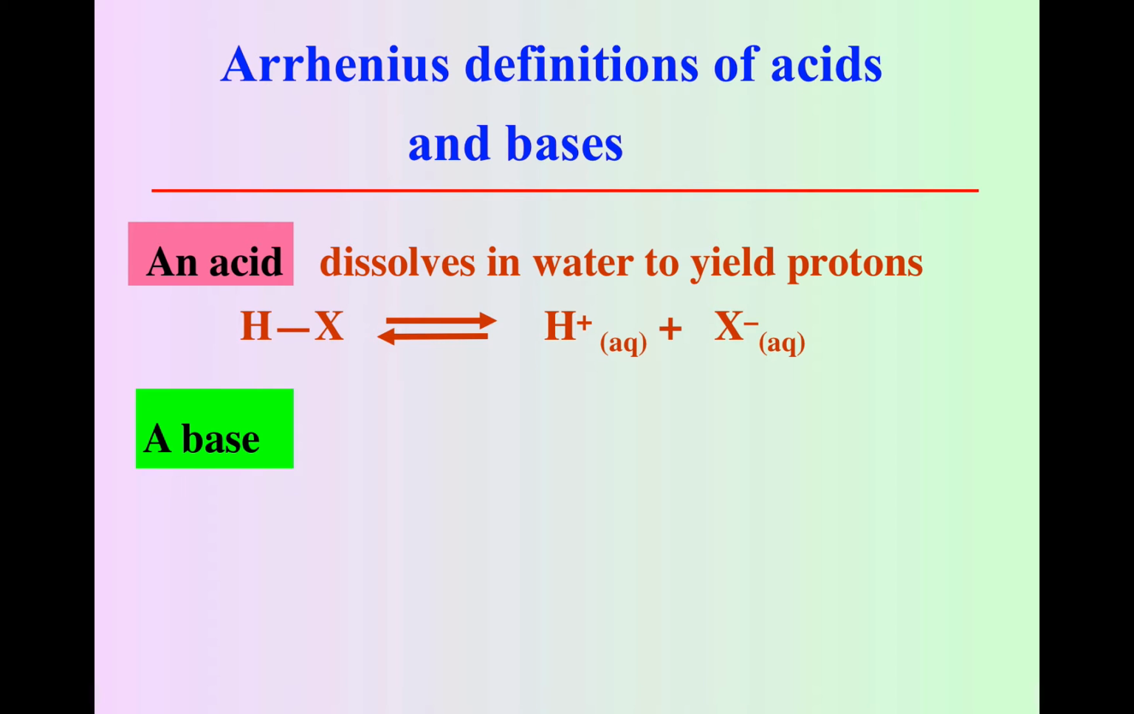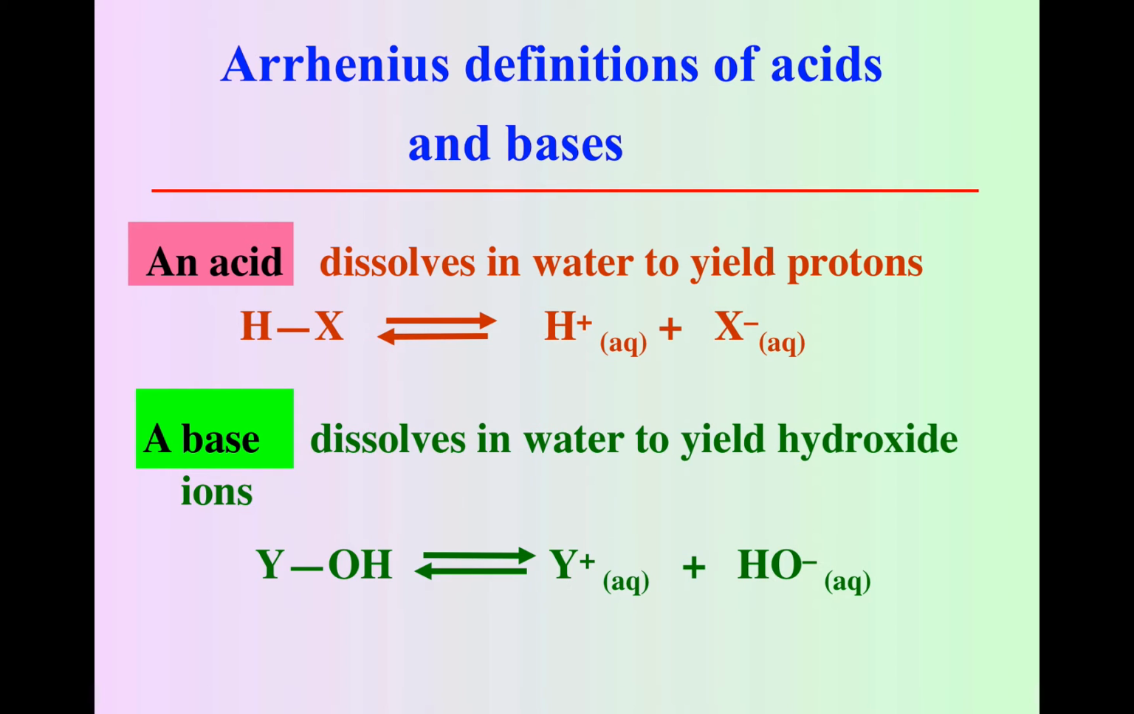Strong acids, weak acids. Complete ionization, incomplete ionization with the double arrow, right? So as soon as the product concentrations start building up, the reverse reaction takes over and stops the reaction. So same with the base. If you produce hydroxide ions when you're put into water, you're considered a base, according to Arrhenius. Strong bases, weak bases.